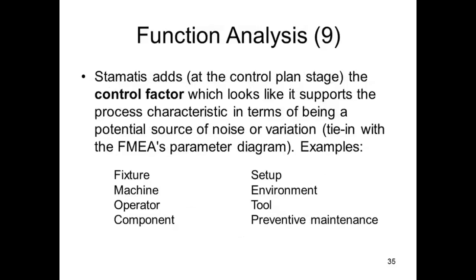The Stamatis reference adds at the control plan stage that the control factor supports the process characteristic in terms of being a potential source of noise or variation. So the control plan is going to tie in very closely with the FMEA's parameter diagram, and Stamatis gives 8 possible sources of noise or variation. This goes a little beyond what the AIAG VDA reference gives us.